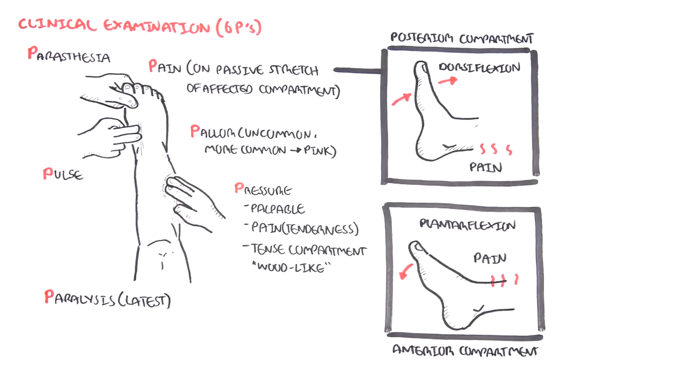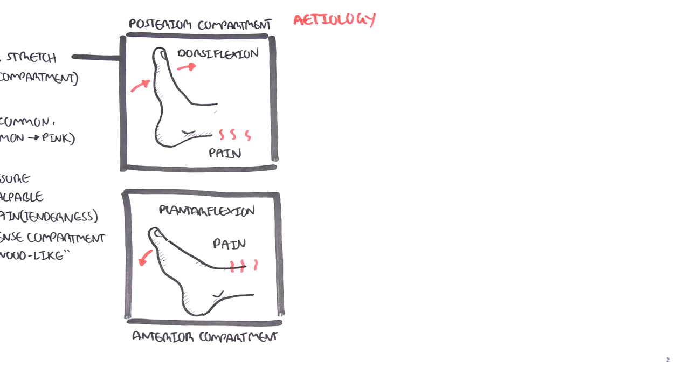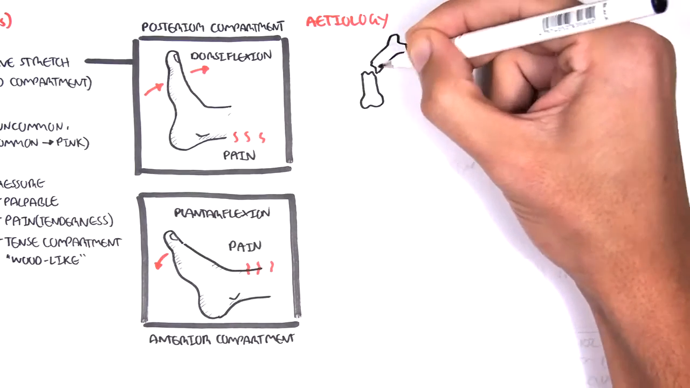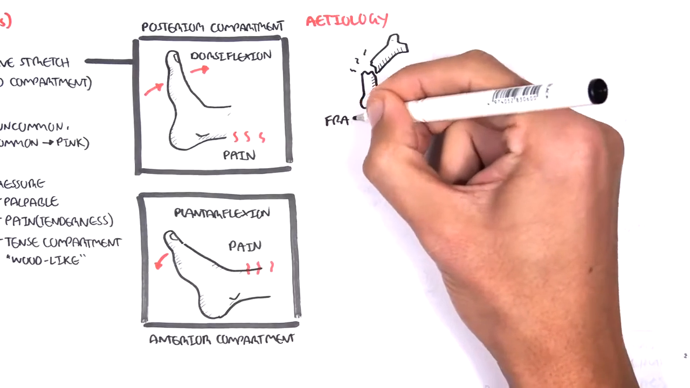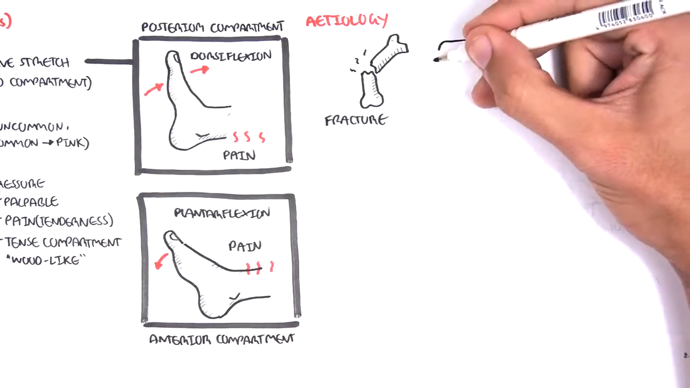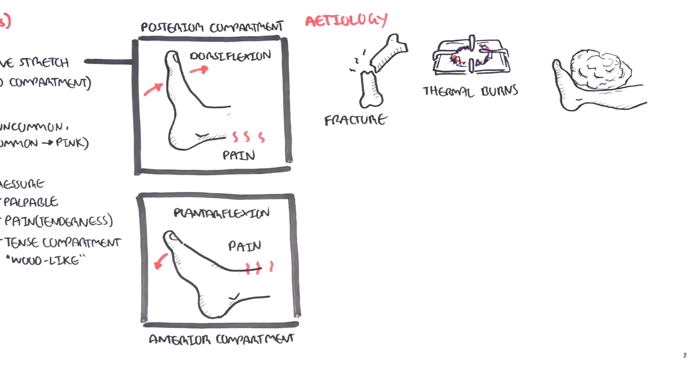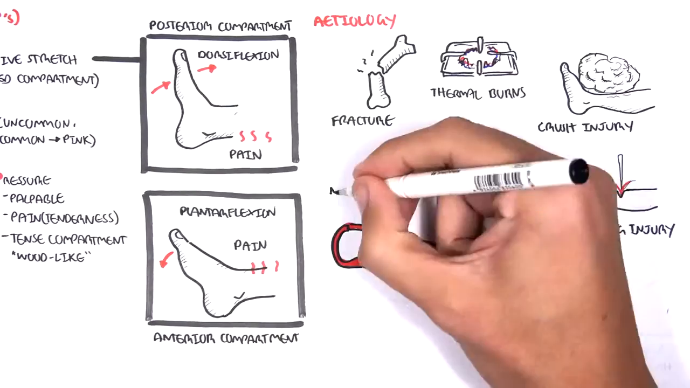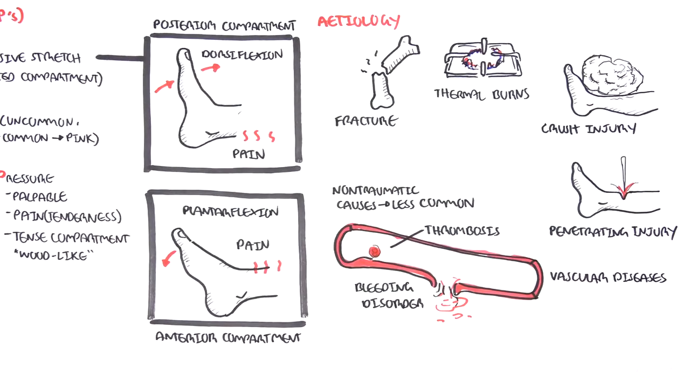We briefly looked at the pathophysiology, the signs and symptoms, and clinical examination of acute compartment syndrome. Let us look at what can cause acute compartment syndrome. Some of these are also the risk factors. The etiology or cause of acute compartment syndrome include fractures, which make up the majority, 75% of cases, thermal burns, crush injury, penetrating injury. Non-traumatic causes of acute compartment syndrome are less common and include thrombosis, bleeding disorders, and vascular disease.